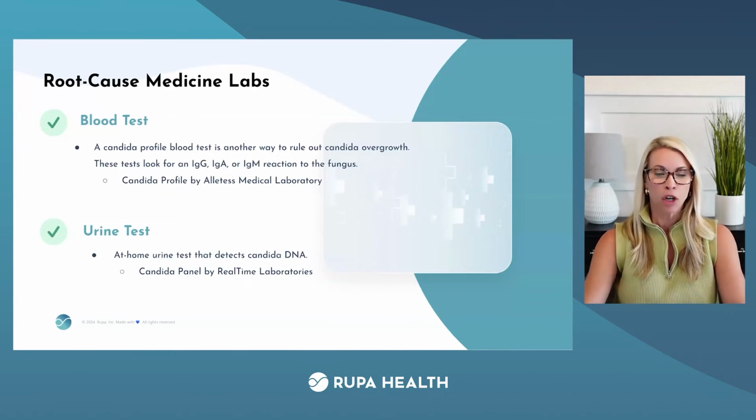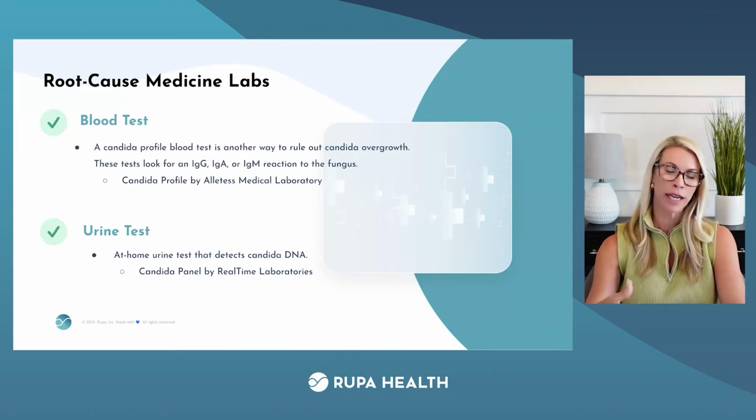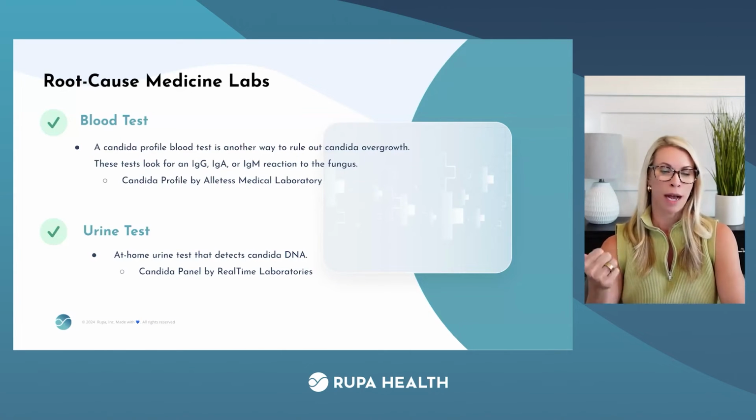And then in terms of a blood test, there are actually some blood tests that you can order for Candida. A Candida profile, and you can see I have an example here. There's one by Alletess, but a Candida profile is another way to look for Candida overgrowth. What we're testing here is these immunoglobulins. So we're looking for an antibody reaction to the yeast: IgG, IgA, IgM.